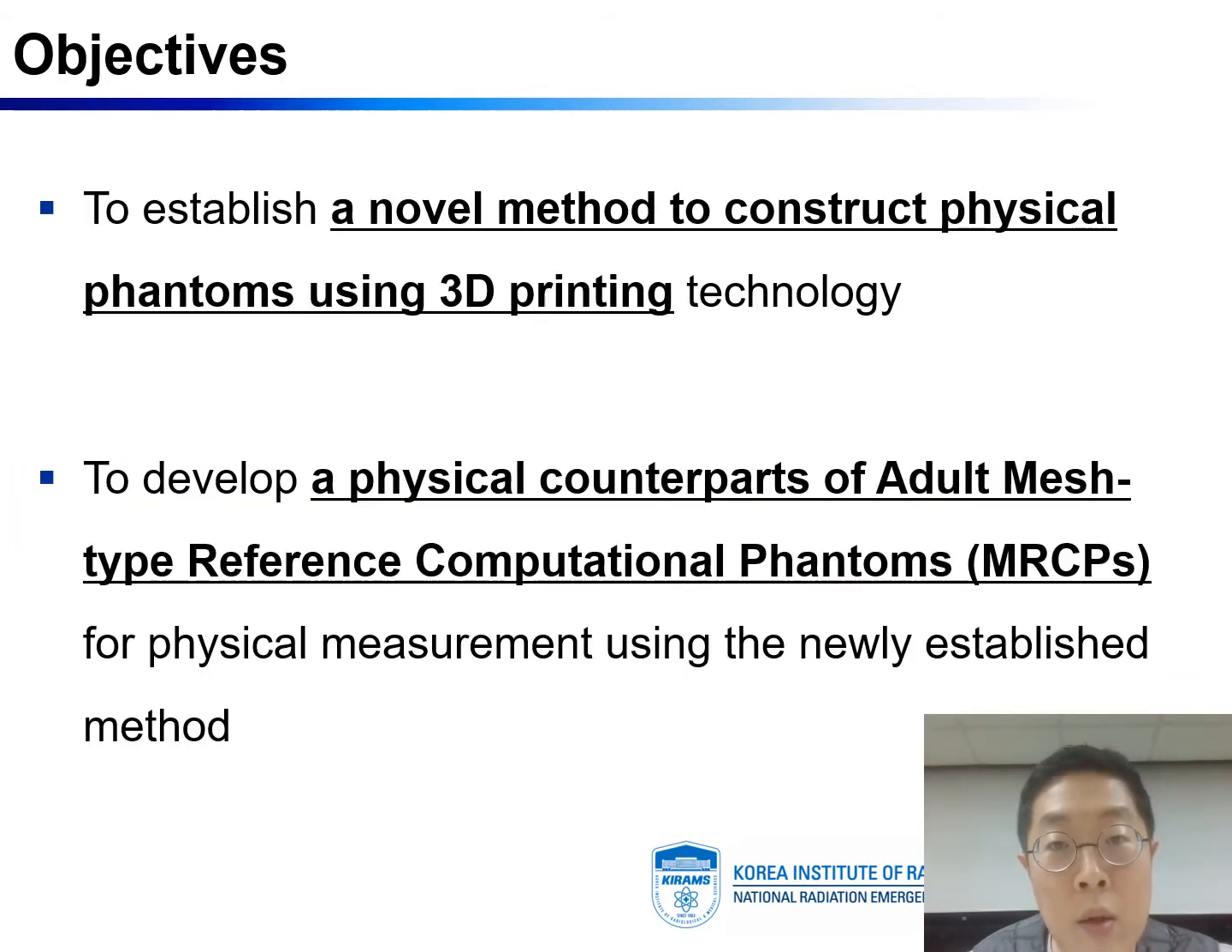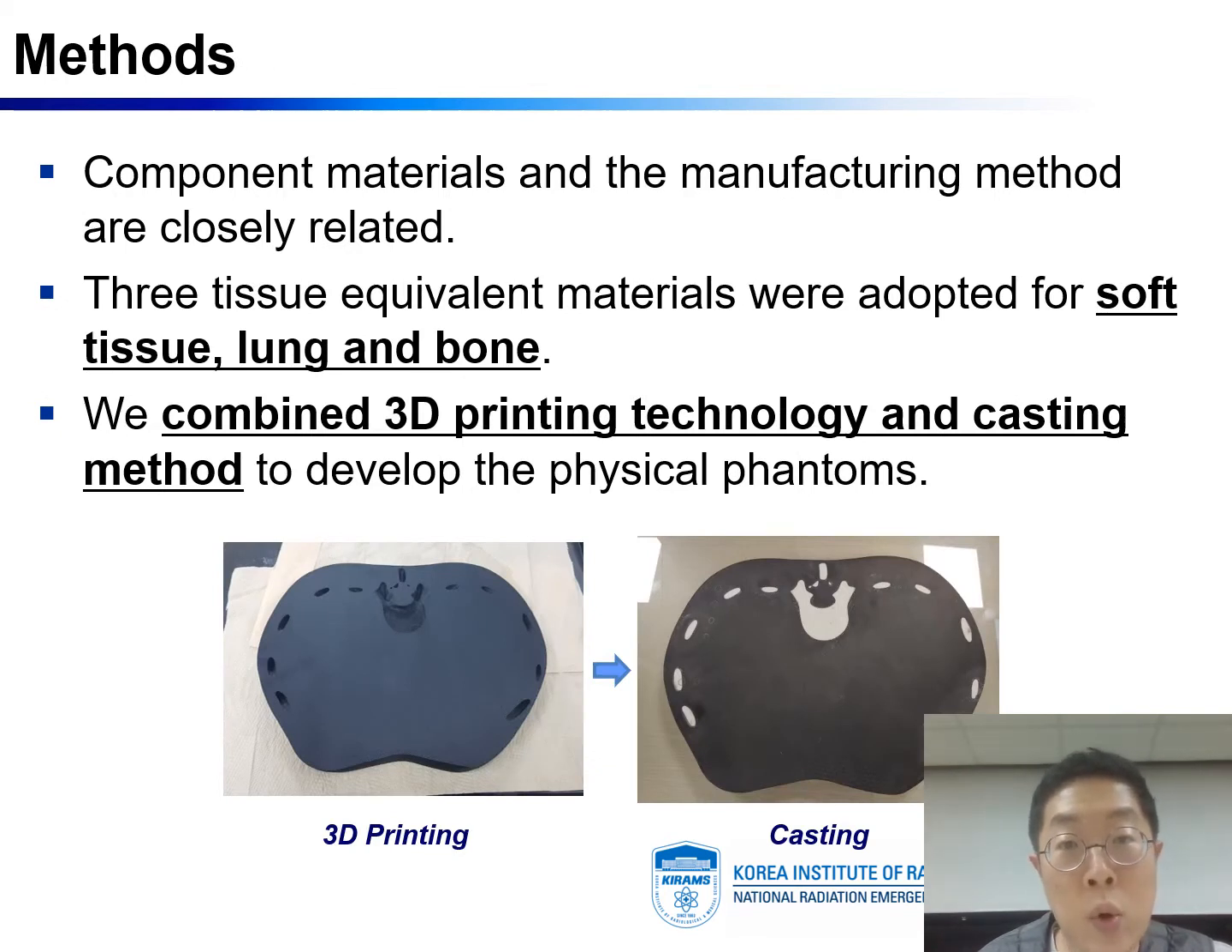So the objective of this study is to establish a novel method to construct physical phantoms using 3D printing technology. Also, using this method, to develop physical counterparts of the adult mesh type reference computational phantoms for physical measurement. In this presentation, I'm going to briefly explain the method, and for more detailed information, we are planning to write and submit a scientific paper.